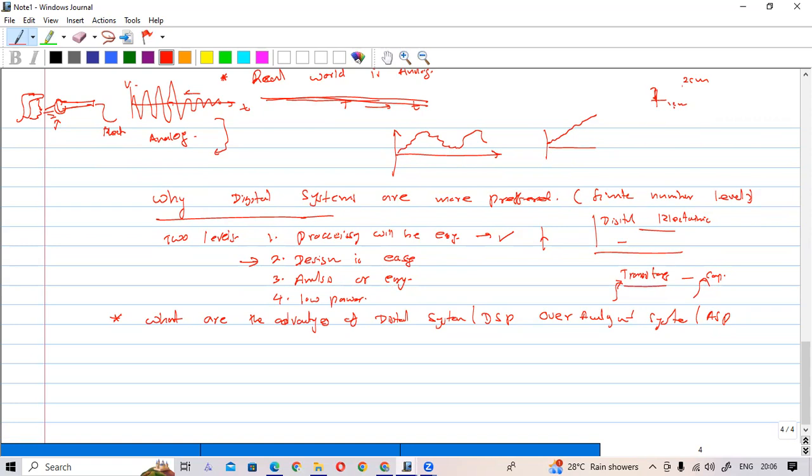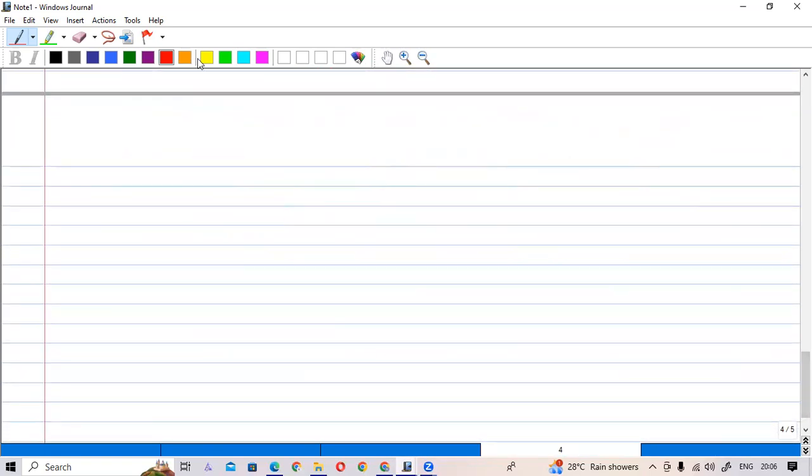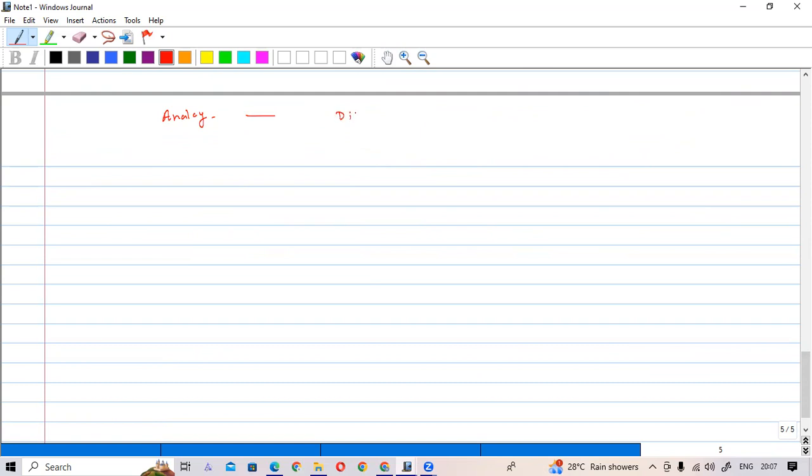Now I told you that the real world is analog. But now we have digital systems. A digital system will use two levels, two amplitude levels. An analog system has an infinite number of amplitude levels.